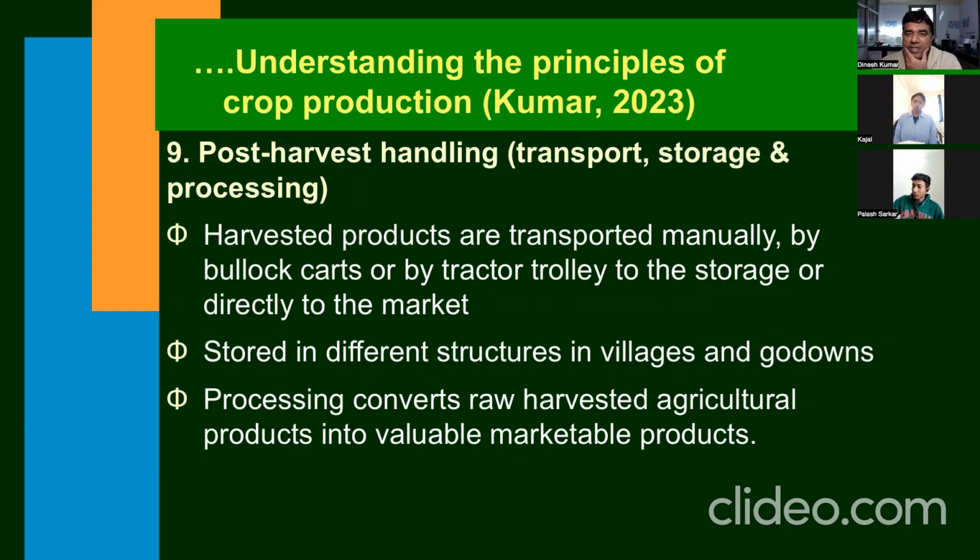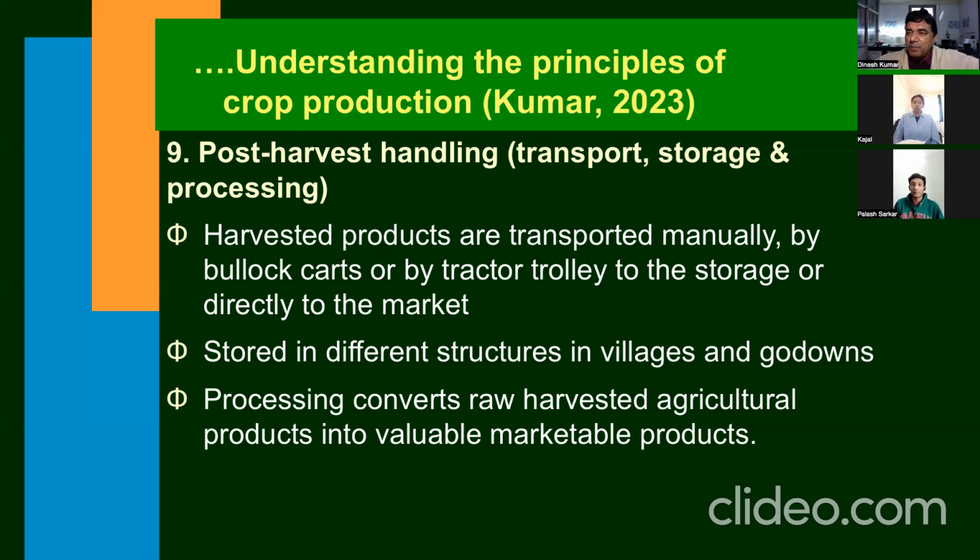So harvested products are transported manually by bullock carts or by tractor trolley to the storage or directly to the market. And then they can be stored in different structures. The most important structures these days are bins, B-I-N-S, bins.